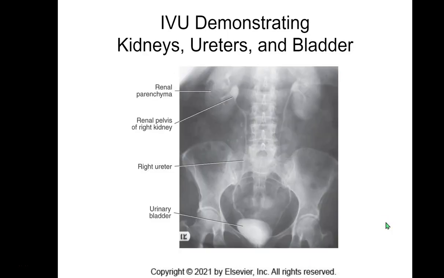This is an image taken during an IVU exam. And an IVU is an exam in which we administer contrast into a patient's bloodstream and then take radiographs as the kidneys filter the blood and waste, and the waste is then passed down into the bladder. So you can see the white here, this is all contrast in the urine. And of course, we'll talk about this exam more in lab.